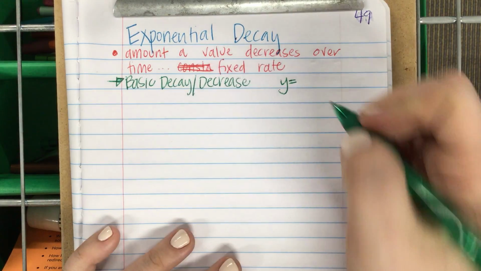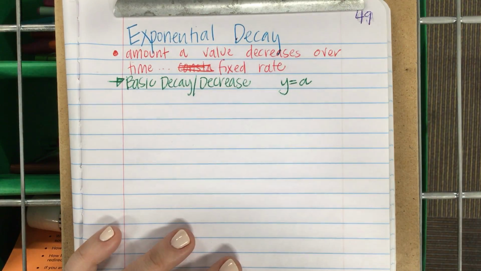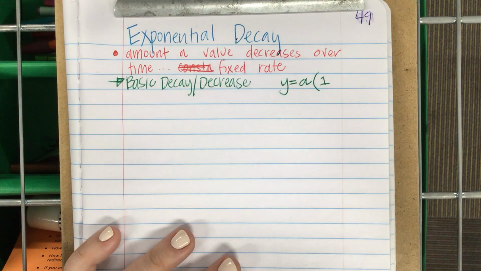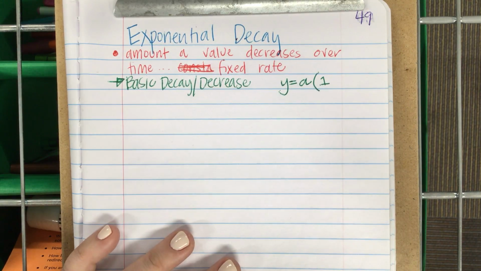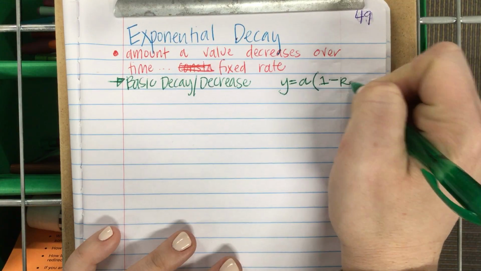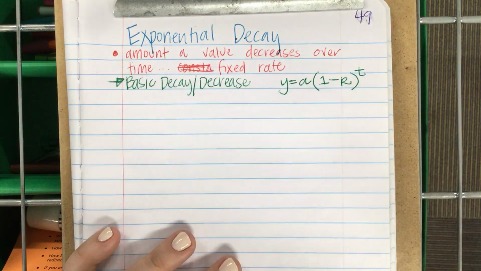Y equals A, parentheses, the number 1, but instead of adding the rate, we're going to subtract. You guys are so smart. To the power of t.